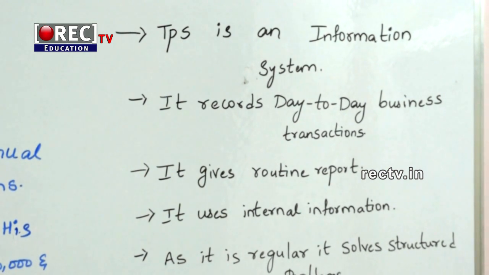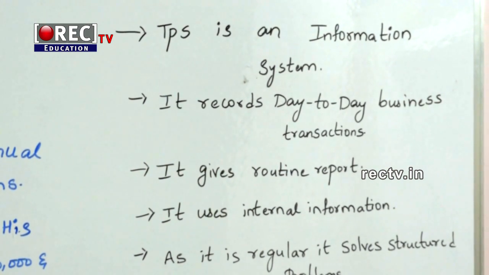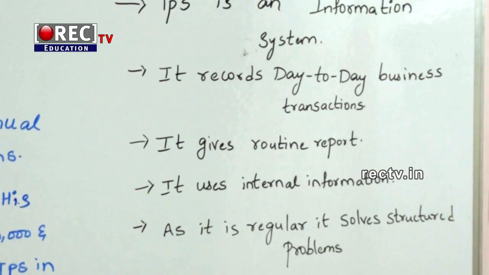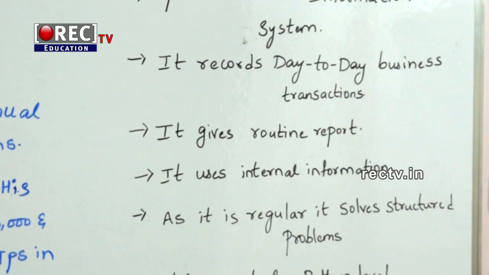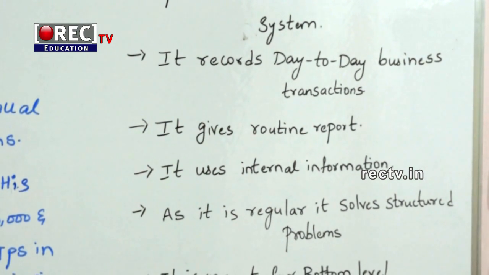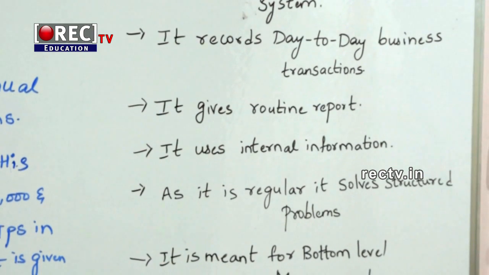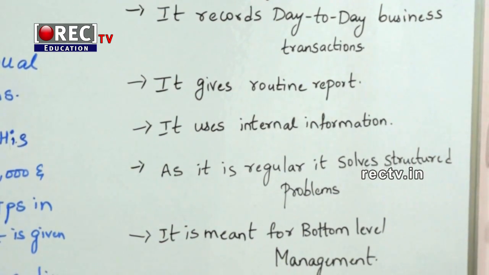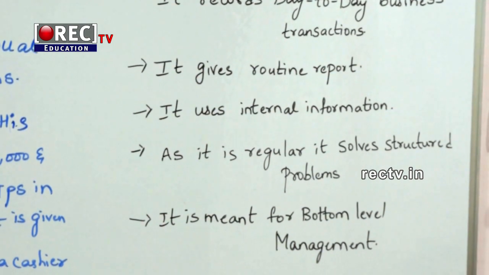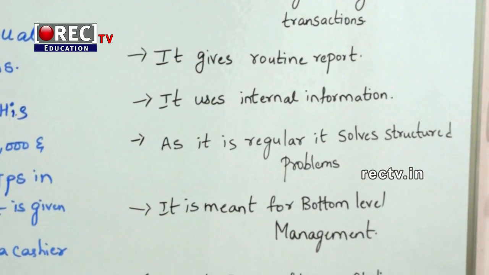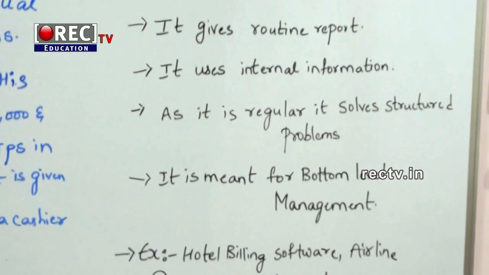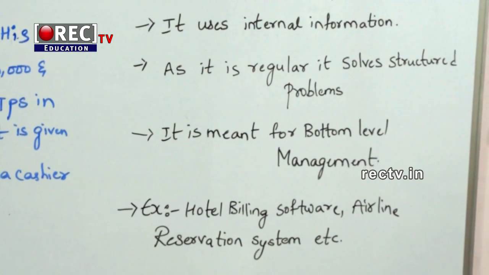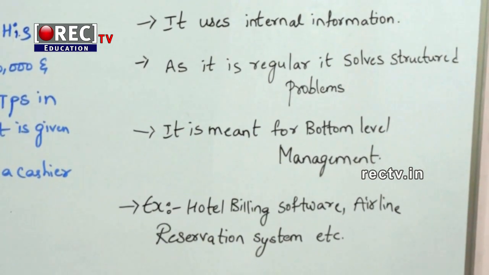Now, TPS is nothing but an information system. It records day-to-day business transactions. It gives a routine report of the day-to-day business transactions to the management. It uses internal information, that is, information generated within the organization. As it is regular, it solves structured problems. It is meant for bottom level management. Examples of TPS are hotel billing software, airline reservation system, etc.